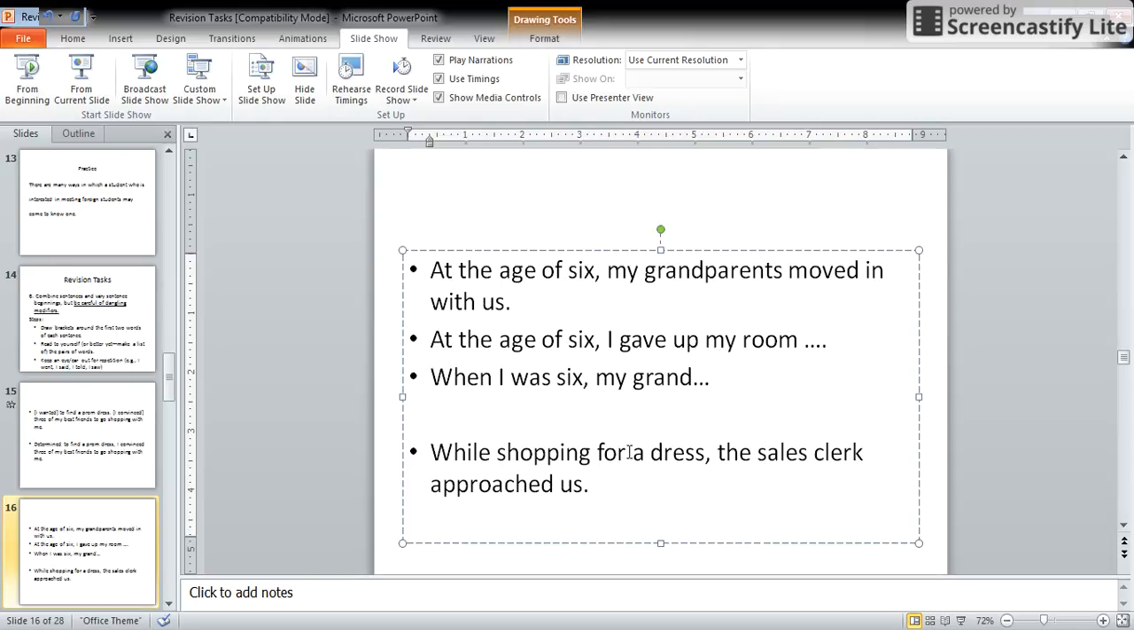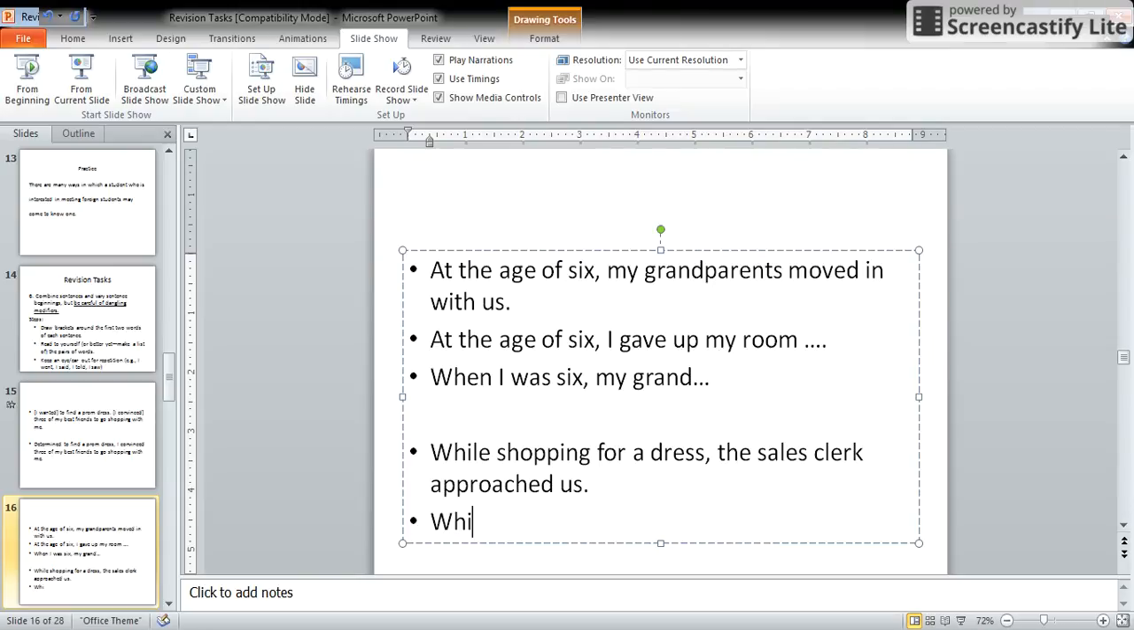Next example: "While shopping for a dress, the sales clerk approached us." So "while shopping for a dress" is a modifier, and it wants to modify or describe the noun that immediately follows the phrase. Well, what's next is the sales clerk. So the question is, was the sales clerk shopping for a dress, or were we shopping for a dress? According to this sentence, the sales clerk was shopping for a dress. So that is a dangling modifier, because here's a modifier, but it is not modifying the right thing. The meaning is not coming across as the writer intended.